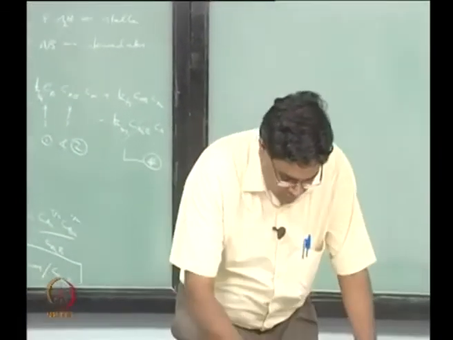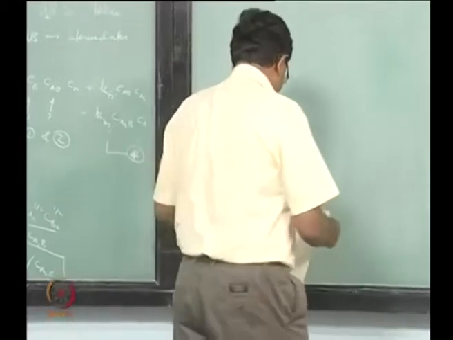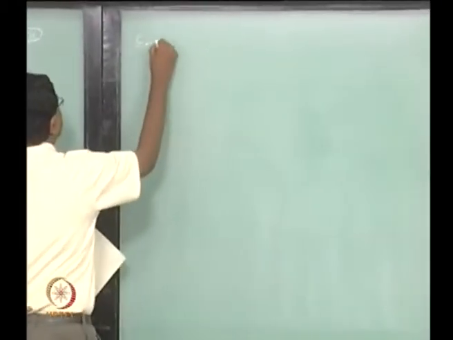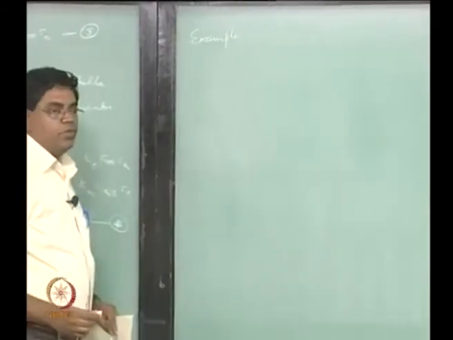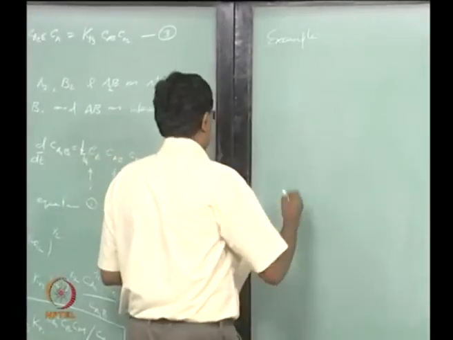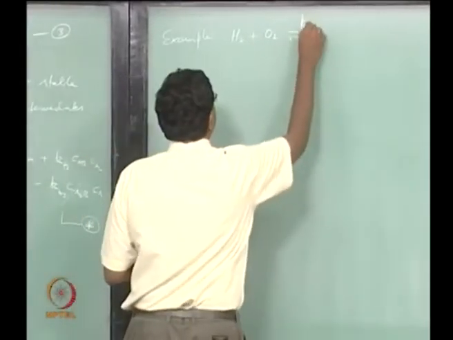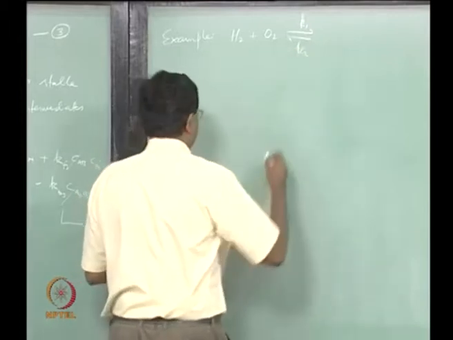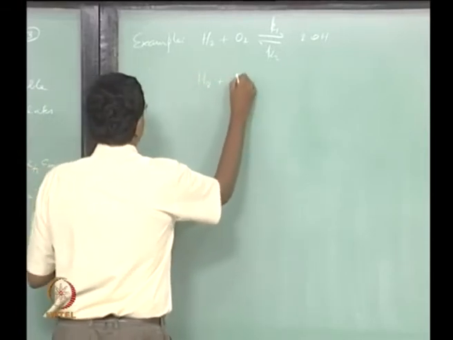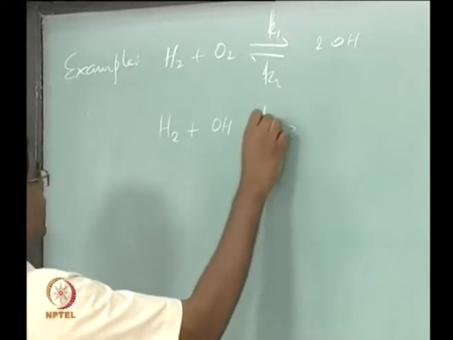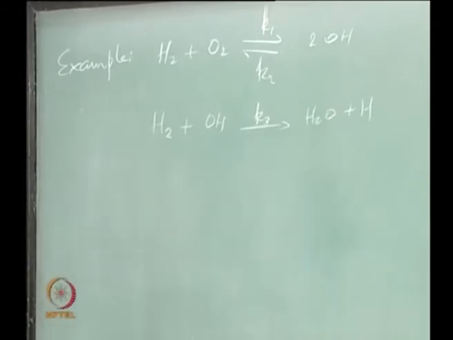So let me also give you a simple example, which is a little bit more realistic here. Just like how we had the hydrogen bromide example for the steady state approximation, here let us suppose that we have H2 plus O2 gives 2OH, and takes with K1 here, K2 for the reverse, and H2 plus OH gives, with K3, H2O plus H.